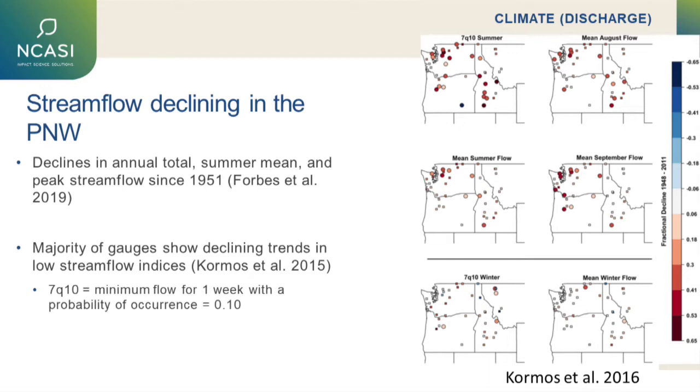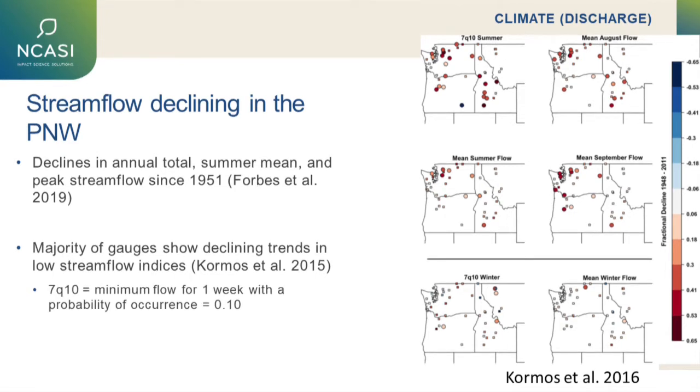So ultimately, being interested in streamflow, it has also been observed to decline in the Pacific Northwest over time. Declines have been observed by multiple studies. They have shown declines in streamflow on an annual basis, in terms of mean summer flow and also peak streamflow.